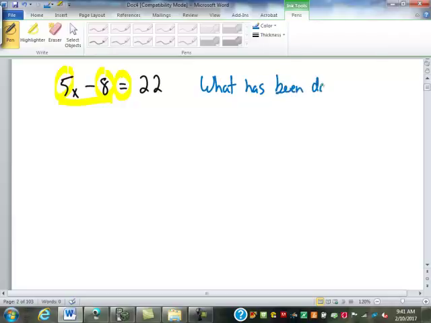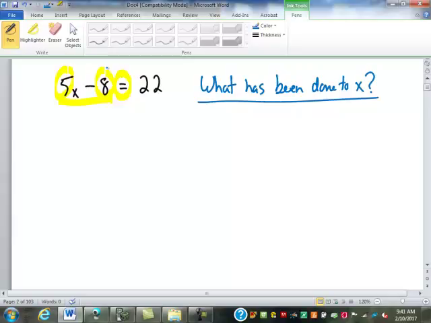What has been done to our variable, to x in this case? Well, we have the 5 and the 8 there. What operation is attaching the 5? Multiplication. The 5 is multiplied. The 8 has been subtracted. Now, don't worry about solving the equation right now. Think about order of operations.